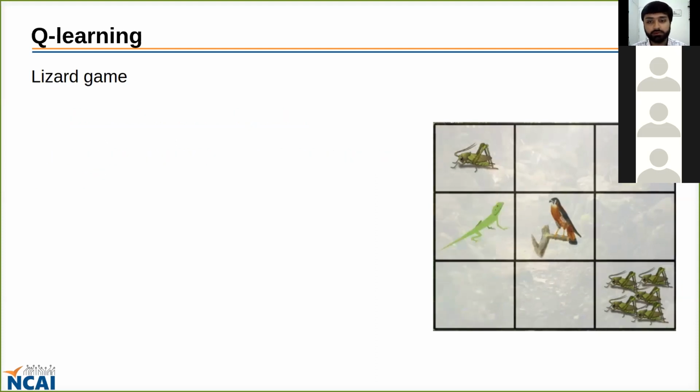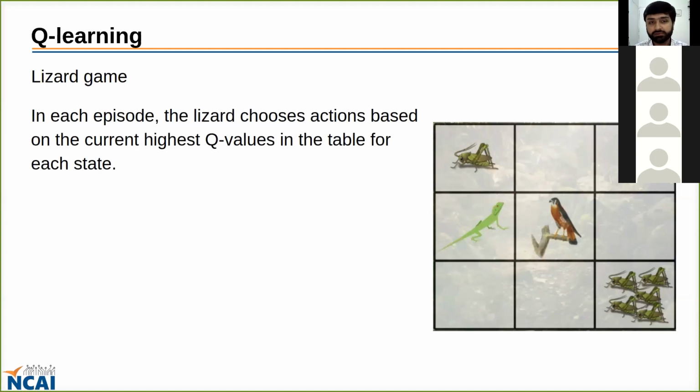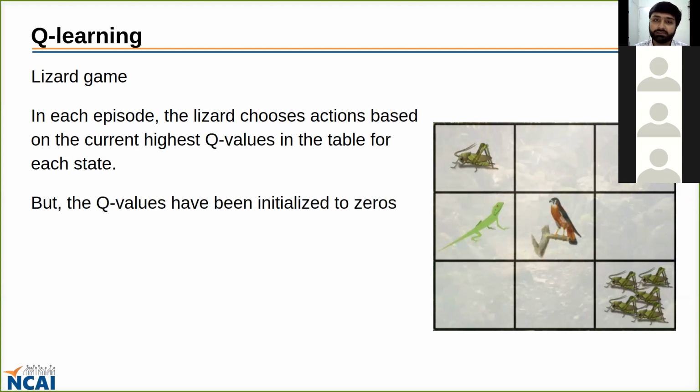Okay, now in each episode, the lizard chooses an action based on the current highest Q value in the table for each state. The problem here is the Q values have been initialized to 0. So there is no preference. So in this particular instance, what I need to talk about is the dilemma or the trade-off between exploration and exploitation, which we will be using to actually gather experience and learn at the same time.